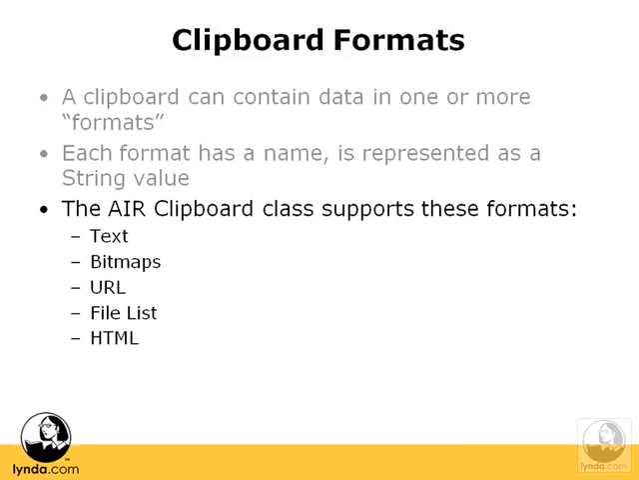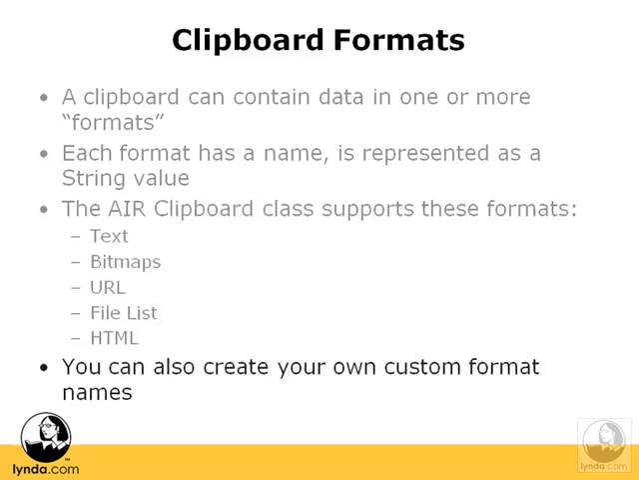They're listed here. When you place data in the clipboard, you can designate that it's simple text, that it's a bitmap representing a graphic, that it's a URL, a file list, which would be a list of File objects, or HTML formatted text. You also have the ability to create your own custom format names. For instance, if you wanted to move complex data from one application to another and handle both the copying of the data in the source application and the retrieval of the data in the destination application using ActionScript code, you would designate your own custom format name, because none of the standard formats would match the type of data that you are moving between applications.